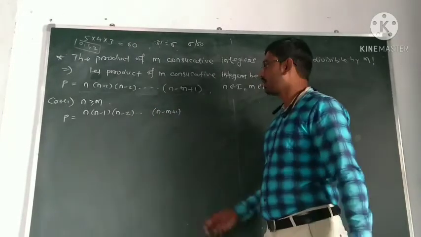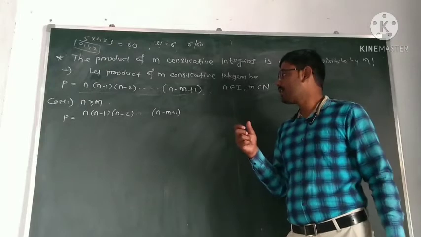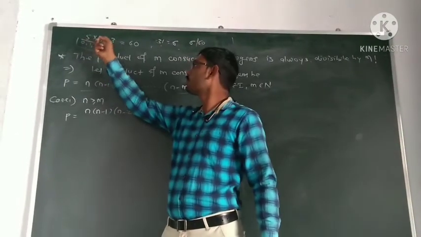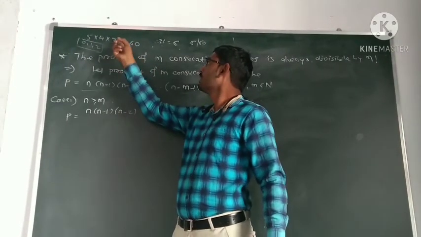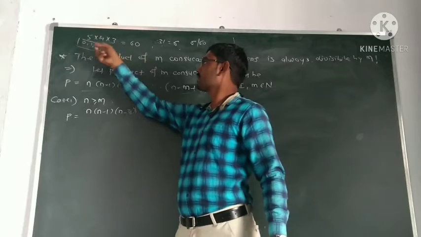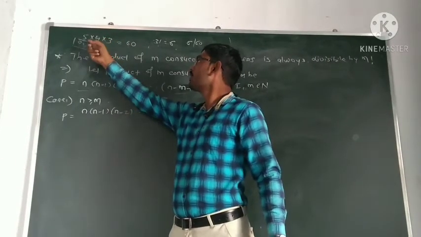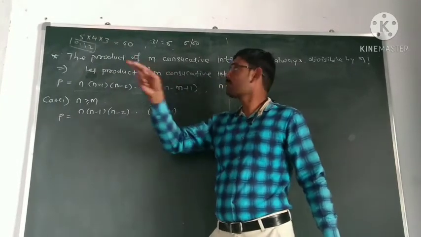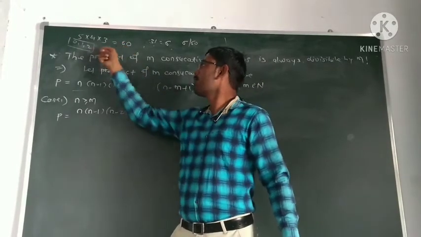Now we will multiply and divide this by one quantity. What is the quantity? We will write the remaining terms up to 1. Like here it was 5 into 4 into 3, and the two numbers remaining up to 1 are 2 and 1. So multiply and divide by 2 into 1, and the quantity remains the same.